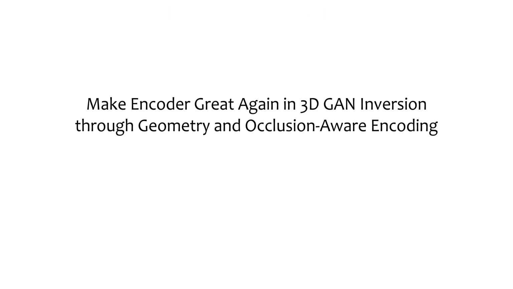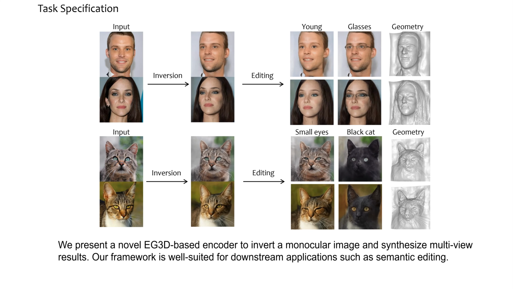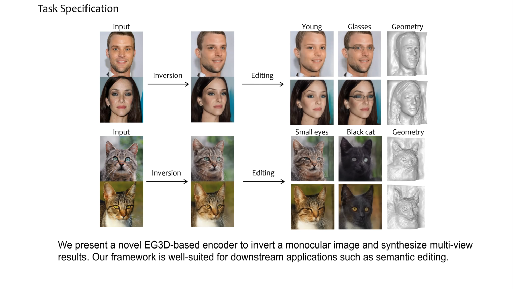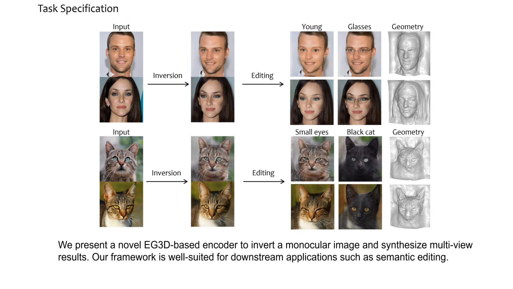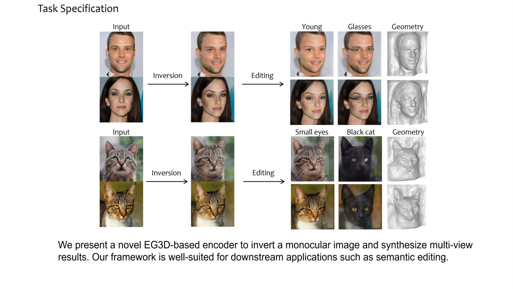Make encoder great again in 3D GAN inversion through geometry and occlusion-aware encoding. We present a novel EG3D-based encoder to invert a monocular image and synthesize multi-view results. Our framework is well suited for downstream applications such as semantic editing.